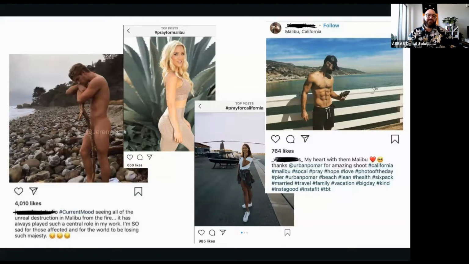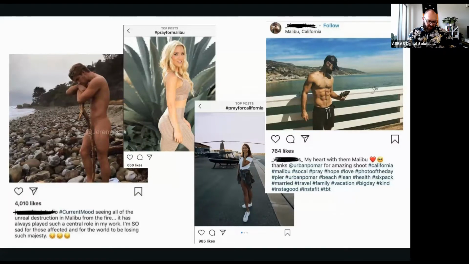Like, for instance, hashtag Pray for Malibu has got someone in activewear showing their butt. Pray for California has got someone wearing a short skirt in the breeze going, look how cute I look. And in another case, hashtag California, hashtag Malibu, hashtag SoCal, hashtag pray, and saying my heart is with them in Malibu, is a chance for you to show off your abs and your great gym body. This is virtue signaling that goes to a point where it's just a failure.